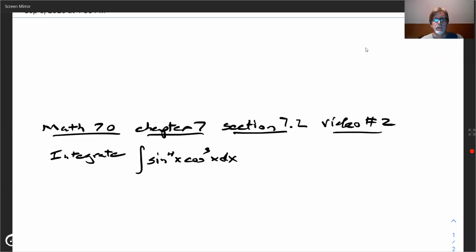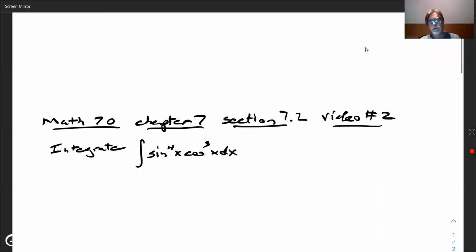All right, calculus. What we're going to do is look at a few of these powers of trig in section 2. I somehow missed the boat on this, and so I think I plan to do 3 videos starting with this one. Okay, so let's get to it.